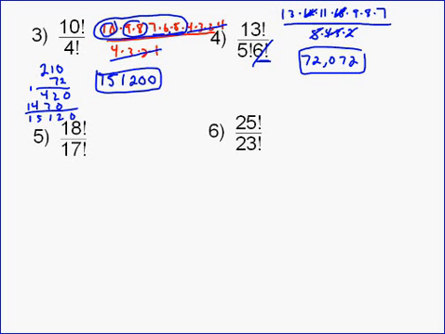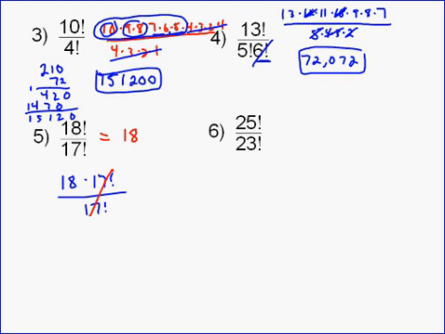Number 5, 18 factorial over 17 factorial. Well, this one's actually very easy because if you think about it, 18 factorial is the same as 18 times 17 factorial, right? 18 times 17 times 16 times 15, so on down to 1. Well, starting at 17, that's 17 factorial. So it's really the same as 18 times 17 factorial over 17 factorial. So the 17 factorials cancel out. So 18 factorial over 17 factorial is just 18. Very simple in problems like that.